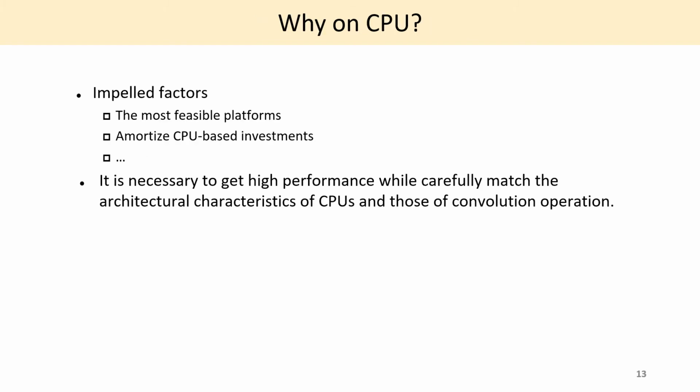There is lots of work studying high-performance implementation of FFT-based convolution algorithm on different platforms. And we choose to accelerate convolution operation on CPU for the following important factors. CPU is the most feasible platform, and CPU-based deep learning tasks can further amortize their CPU-based investments, and so on. It is necessary to get high performance while carefully matching the architectural characteristics of CPUs and those of convolution operation.